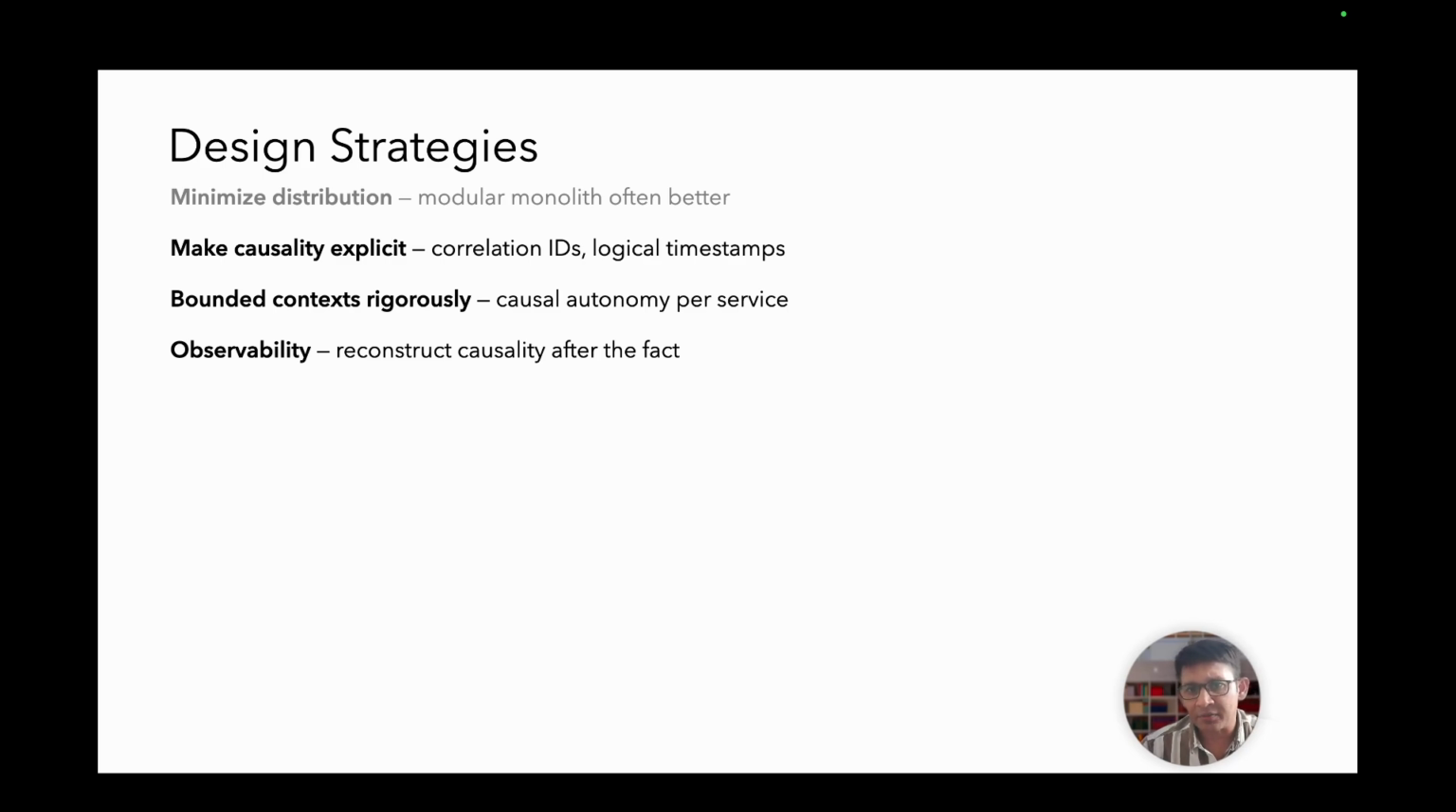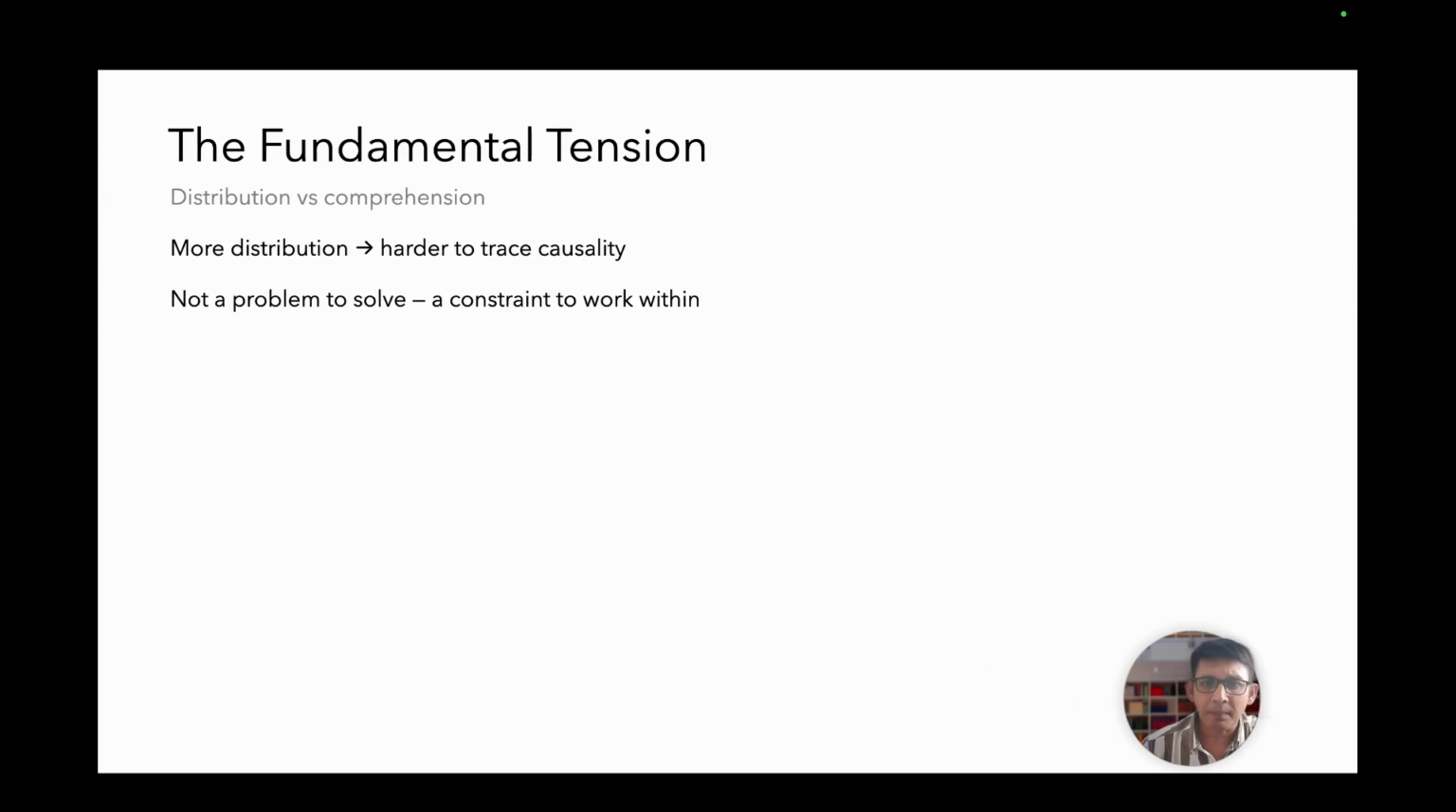And fourth, accept the trade-offs explicitly. Distribution trades causal clarity for other properties. Scale, fault isolation, independent deployment. Make this trade consciously. Don't distribute for organizational convenience and then wonder why reasoning became impossible.